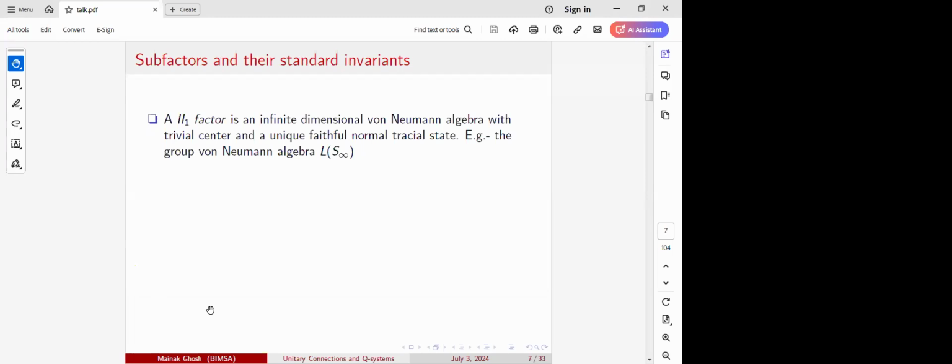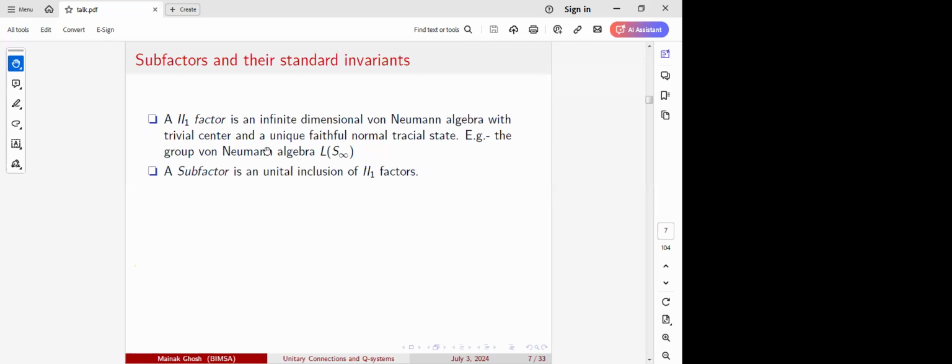Now let me define subfactor and standard invariants. Now, a II_1 factor is an infinite dimensional von Neumann algebra having a trivial center and having a unique faithful normal tracial state. One quick example is the group von Neumann algebra of the group of those bijections of natural numbers which fixes all but finitely many elements.